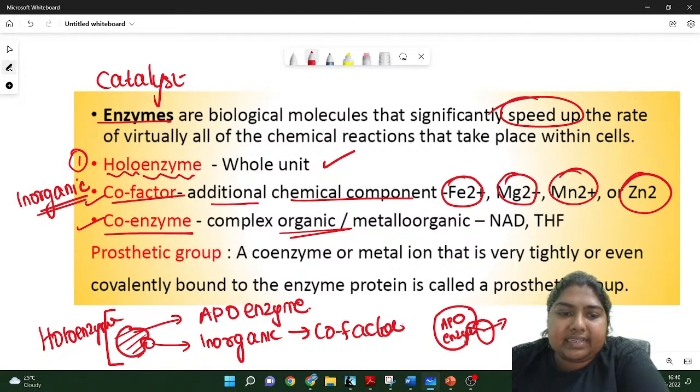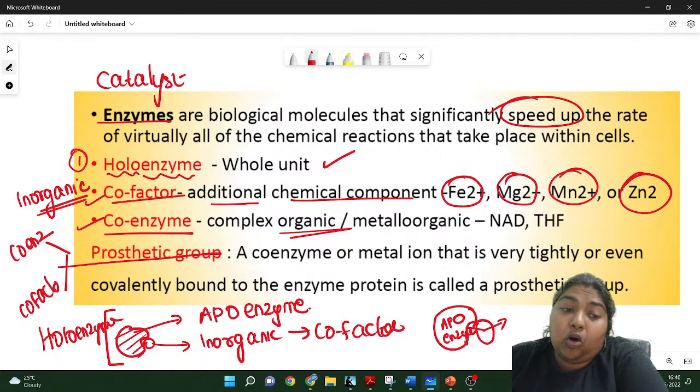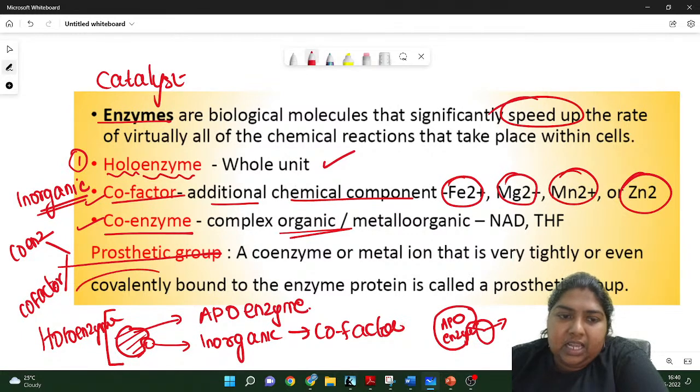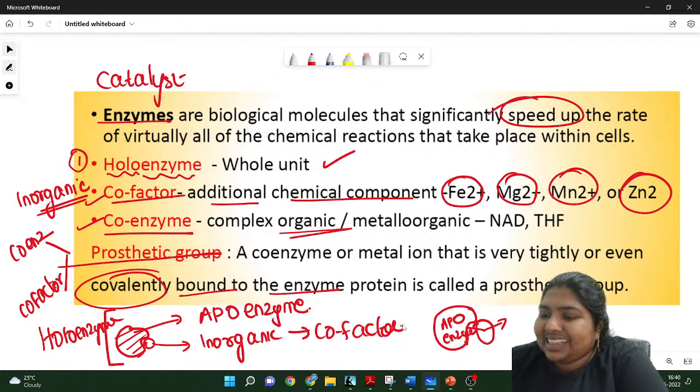The next one is the prosthetic group. So what is a prosthetic group? This prosthetic group can be either your coenzyme or your cofactor. Both can behave like a prosthetic group. But what is the definition? This prosthetic group must be covalently bound to the enzyme. Unless it is covalently bound, it is not called a prosthetic group.